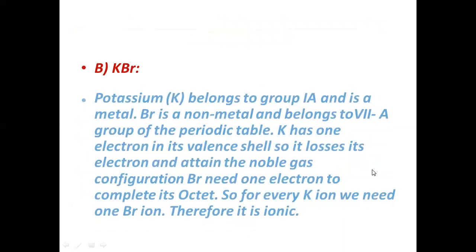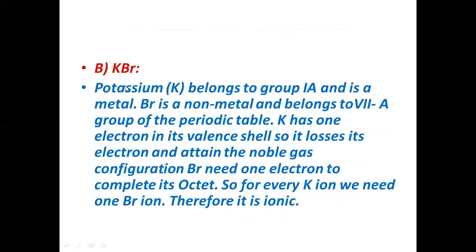Second is potassium bromide. Again, potassium is a metal and bromine is a non-metal. Potassium belongs to group 1A and it has 1 electron and it is a metal, while bromine is a non-metal and it is present in group 7A of the periodic table. It is a halogen. Potassium loses 1 electron and bromine will gain that 1 electron in order to complete its outermost shell. For every potassium ion, we need 1 bromide ion. As the bond is between metal and non-metal, it is an ionic compound.